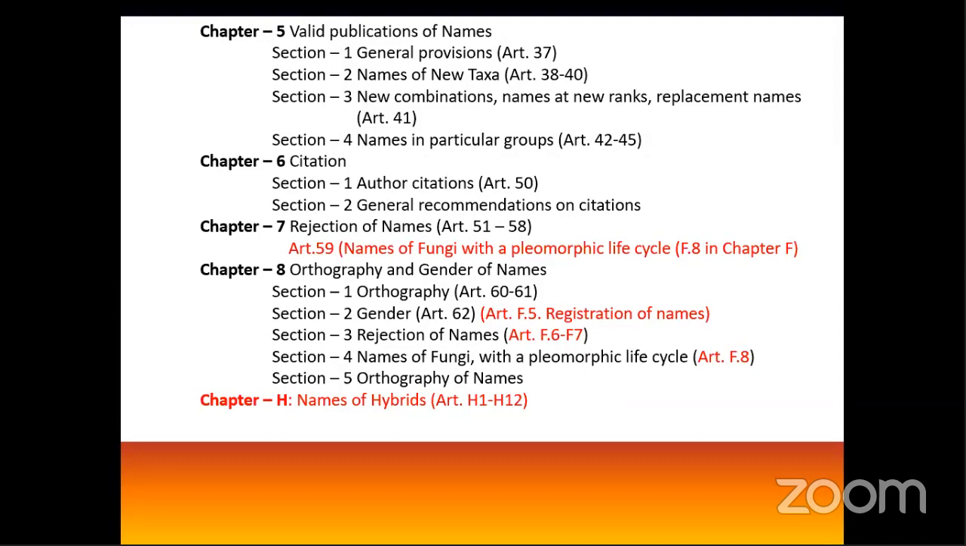And another chapter is attached with chapter 8, that is called chapter H, meaning hybrids, names of hybrids. It has 12 articles, H1 to H12, on how we can coin the term or new name for cultivated species and hybrids. So these are the separate chapter for the hybrids.